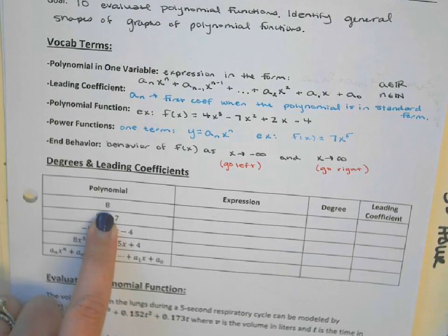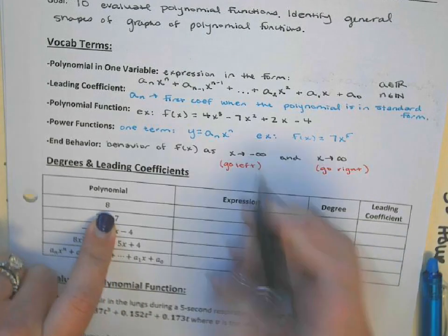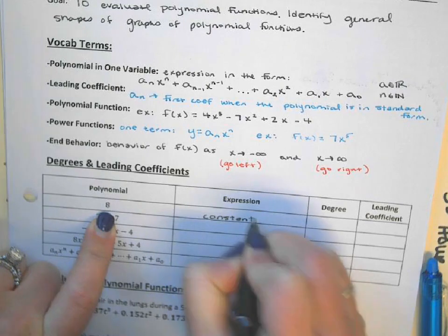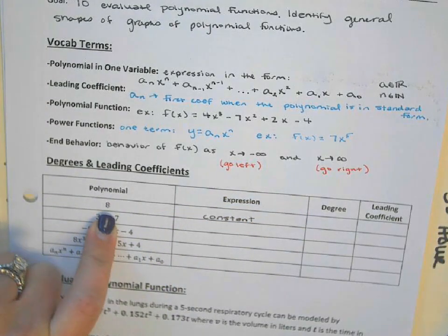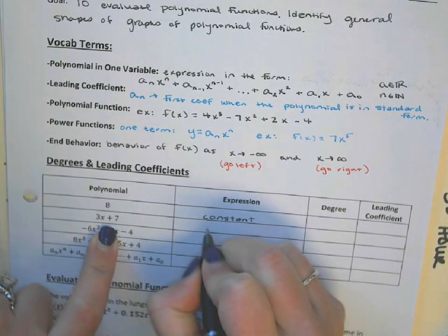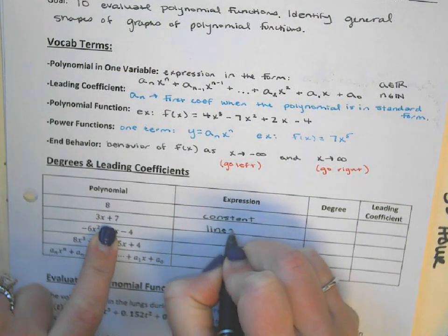This term right here, we call that your constant term. That last term is always just a number. That's a constant, because there's no variable to change it. It's constant. This here, that's a linear equation, right? We've learned about those. That one's linear.